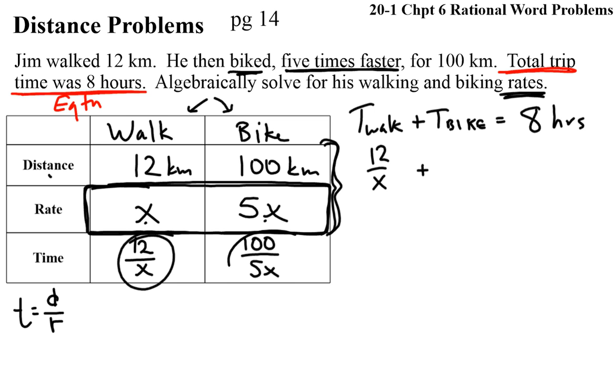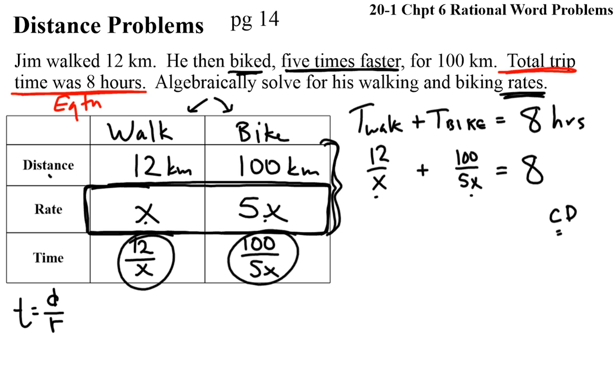Plus time biking is 100 over 5x. And that equals a total of 8 hours. There's your equation, a rational equation that we need to solve. First thing for solving the rational equation, we have to identify a common denominator so we can multiply by it.